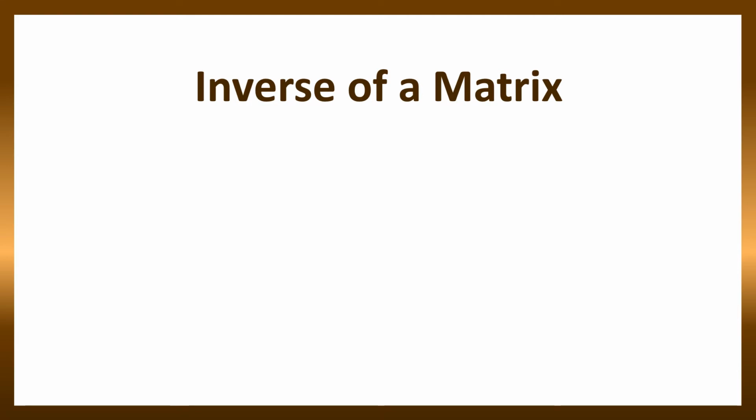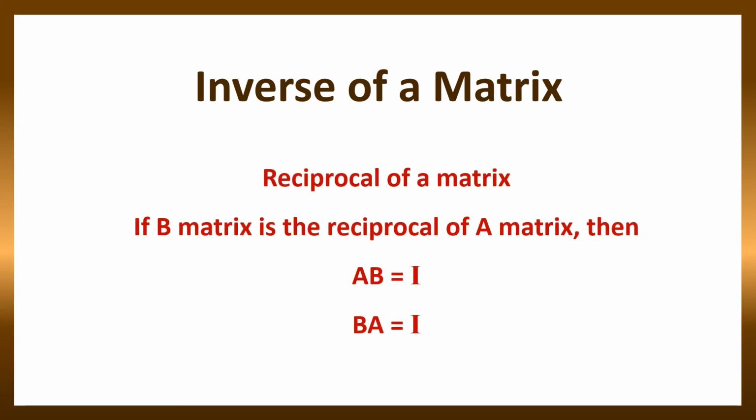In this video, let us discuss how to find the inverse of a matrix. The inverse of a matrix means reciprocal of a matrix. Suppose B matrix is the reciprocal of A matrix, then A into B is equal to I. That is, when we multiply a matrix with its reciprocal matrix, we get the identity matrix. So, if B is the reciprocal matrix of A matrix, then A into B will be an identity matrix. In the same manner, B into A will also be an identity matrix.